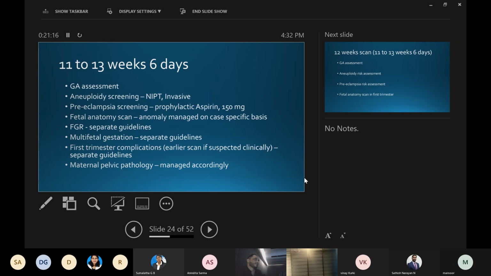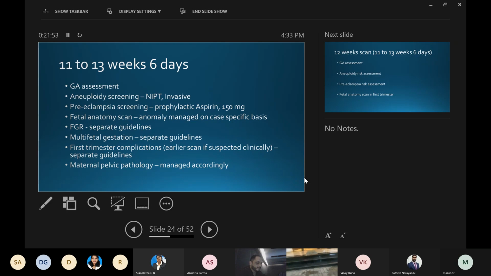At 11 to 13 weeks, 6 days, what are the things we look for? One is the gestational age, and the other is the aneuploidy screening. The third thing we do is the preeclampsia screening, fetal anatomy scan. We look for fetal growth restriction and multifetal gestation, that is the number of fetuses. And we look for any first trimester complications. And if there are complications in first trimester, we can even ask for an earlier scan.